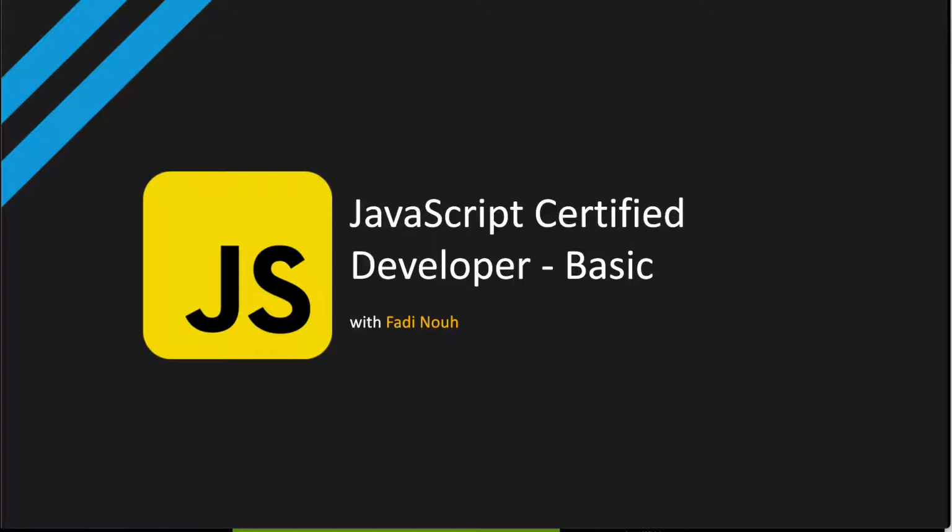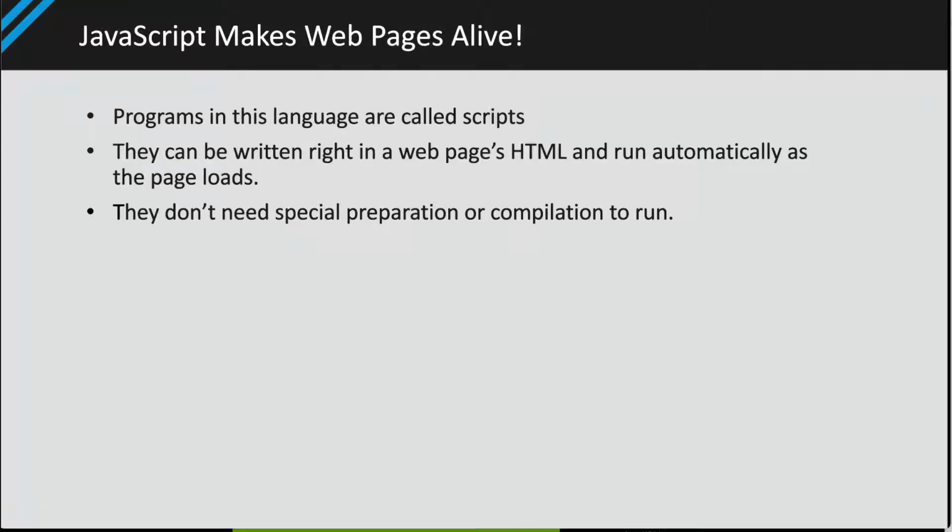As we will see here, we are going to learn JavaScript, which makes web pages alive. In other words, JavaScript is a programming language, and you can write programs with it. But those programs are called scripts. They are not called programs as we know them in Java or C# or any other programming language. We are writing scripts here. So you have to learn this word.